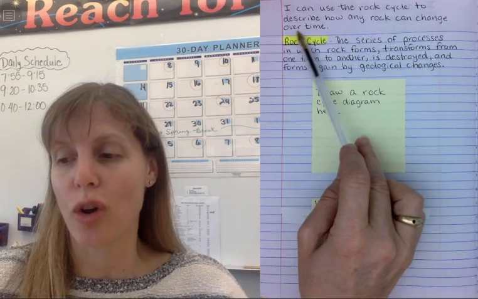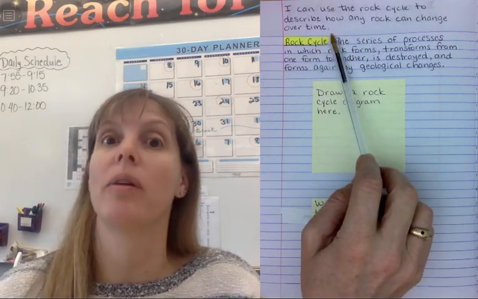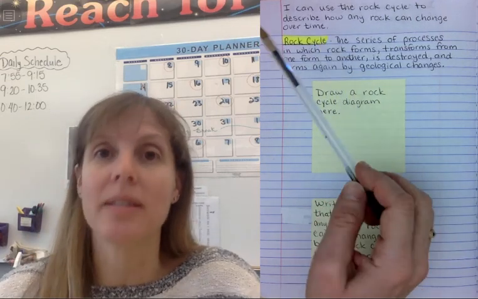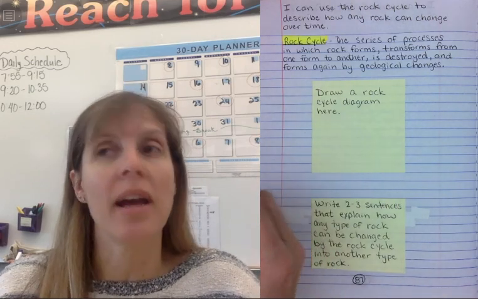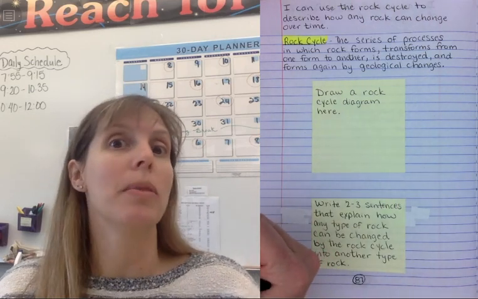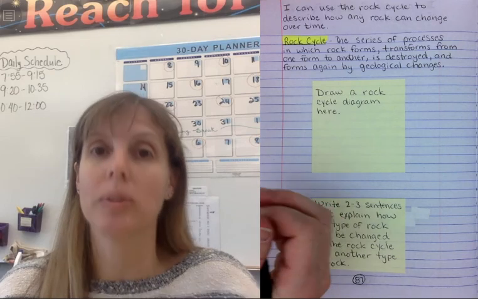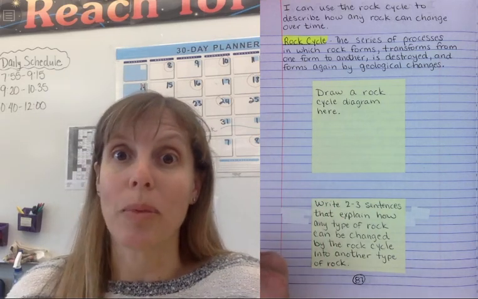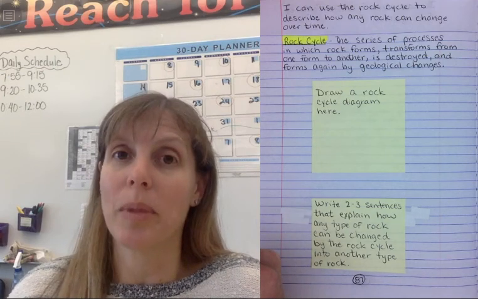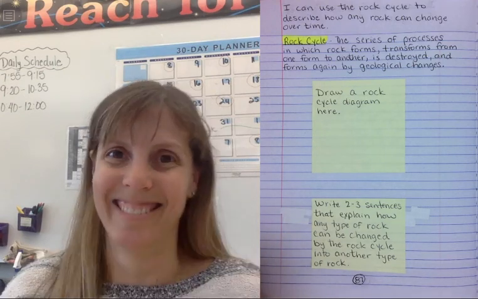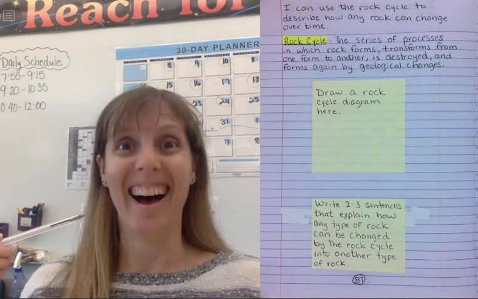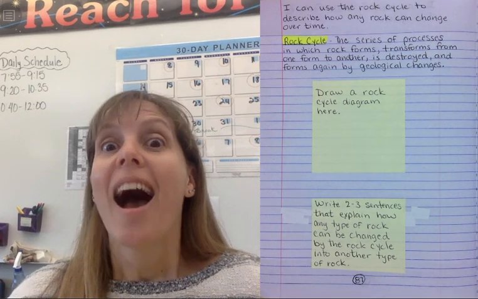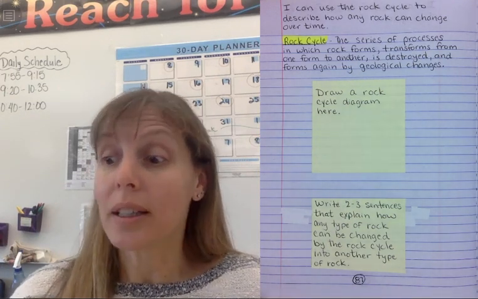So today, our learning target is: I can use the rock cycle to describe how any rock can change over time. Now remember, we've been talking about erosion, sediments, deposition, weathering, glaciers, how they shape the earth, water, how it shapes the earth, okay? So other things also shape the earth over a long period of time, like millions of years, older than Mrs. Tomlinson. So over long periods of time, rock can change.